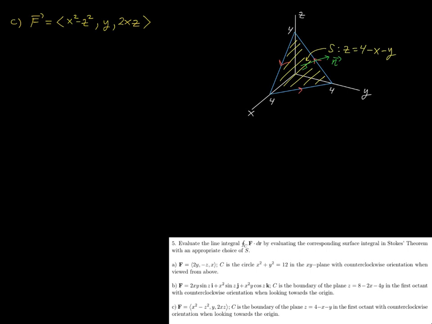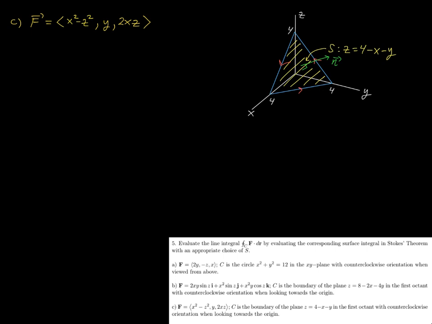we're looking at the vector field F, which is (x squared minus z squared, y, 2xz). And C here is the boundary of the plane z is equal to 4 minus x minus y in the first octant with counterclockwise orientation when looking towards the origin. Okay, so pretty similar curve here that we saw in part B.